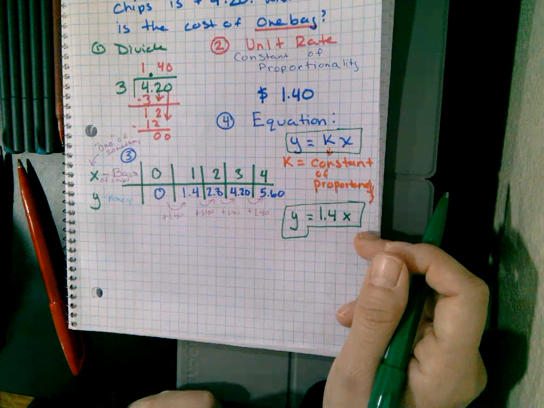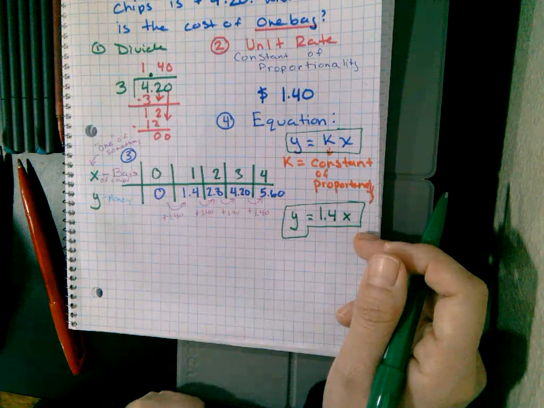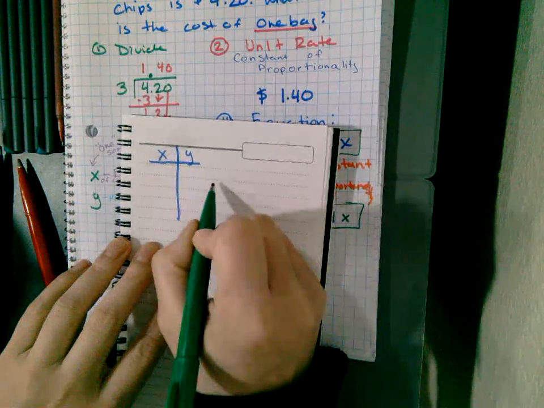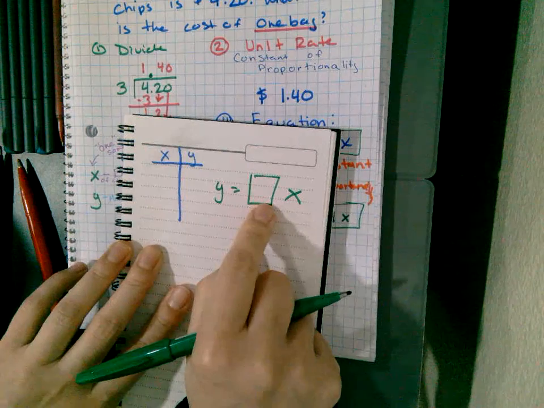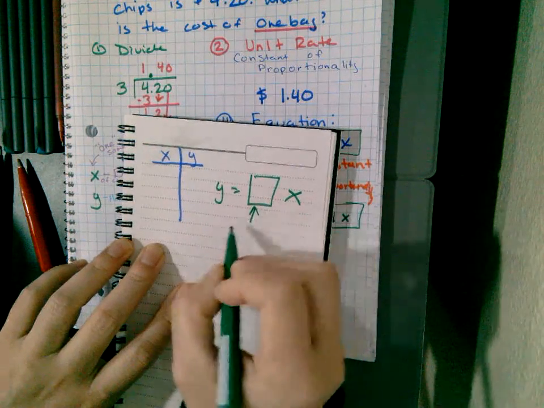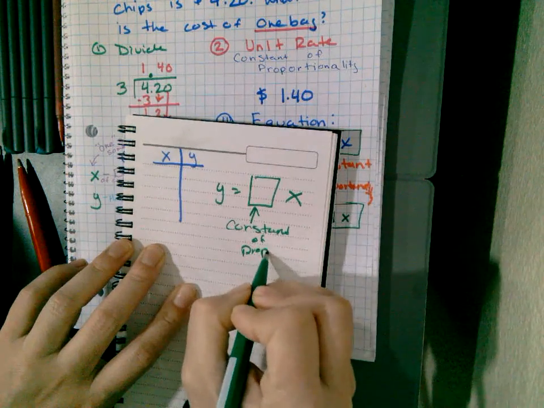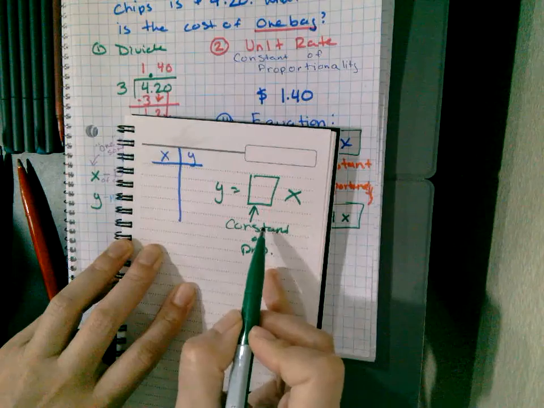When you write your equation, it will always start with y equals, then a number, then x. So I'll write it on this side. I don't have to write this down. It's always y equals something x. So you're always going to change that number. What is that number? It's your constant of proportionality.